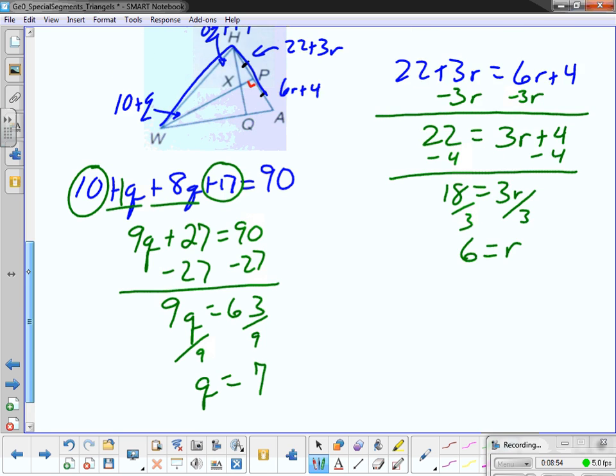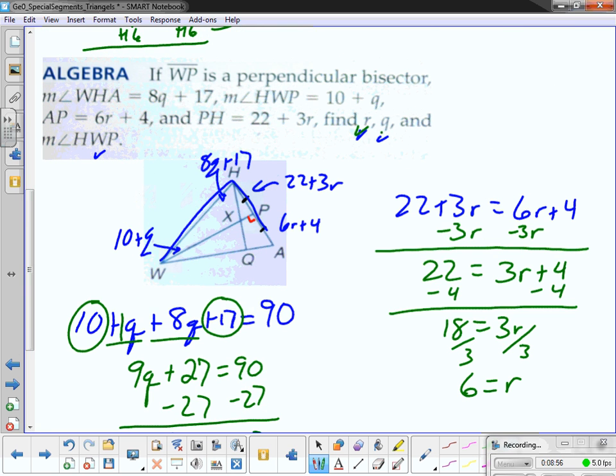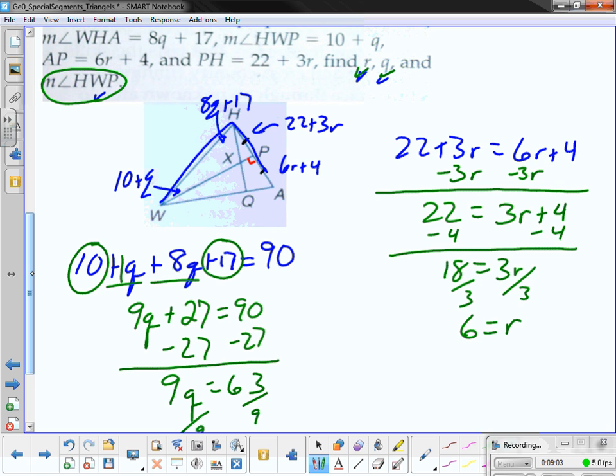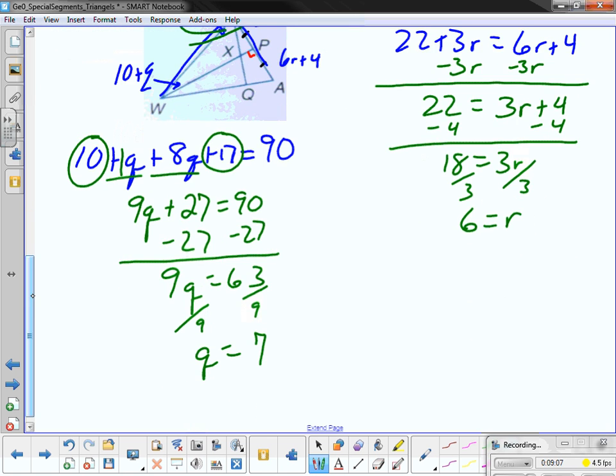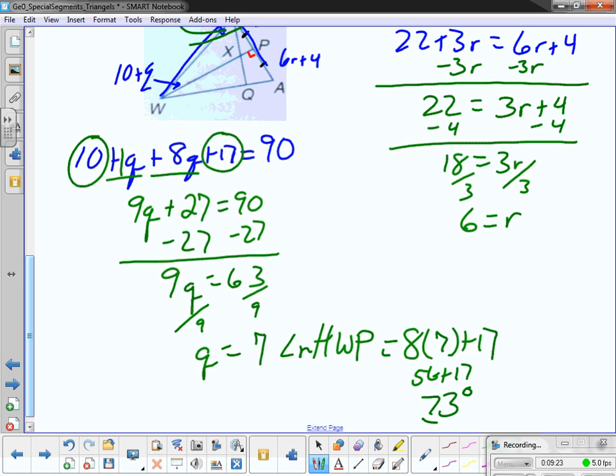So now I found the R, and I found the Q, got both of them, and I'm supposed to find the measure of angle HWP. HWP is the angle at the top, so that's the 8Q plus 17. So HWP is going to be 8 times 7 plus 17. 8 times 7 is 56. 56 plus 17 is 73. So HWP is a 73-degree angle.